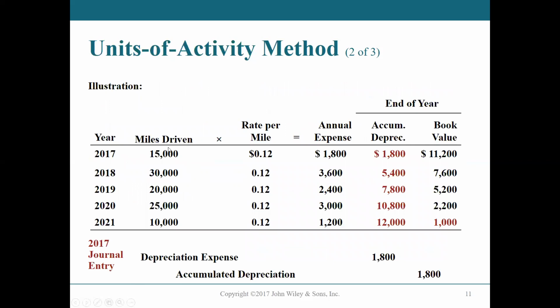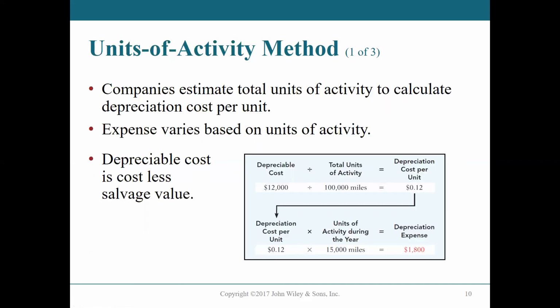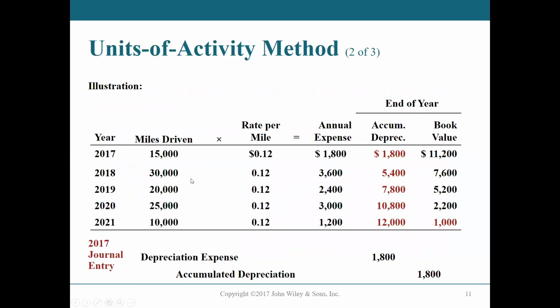So here we see this truck was driven 15,000 miles in 2017. Multiply that by the rate of 12 cents per mile. That's something they would give you, the 12 cents a mile? No, I just showed you how to figure that out. You take your depreciable cost, divide it by the total units of activity in the asset's useful life, and that gives you a depreciation cost per unit. Oh, depreciable cost, okay. Gotcha. All right. So we just take the miles driven times the rate per mile. That'll give us the amount of the expense.